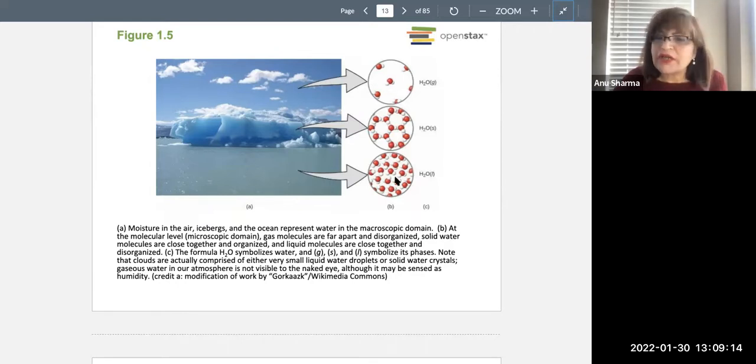Now comes the symbolic domain. What is a symbolic domain? Symbolic domain is these symbols. 2 atoms of hydrogen is H2, and 1 atom of oxygen is O, so H2O. H2O, that is the way we write water. Okay. Next, the other symbolic domain is the phases: the gas phase, the solid phase, the liquid phase. Now, S stands for solid, G stands for gas, and L stands for liquid.